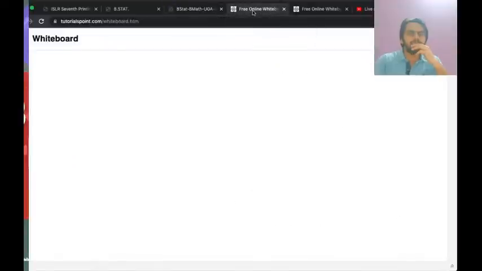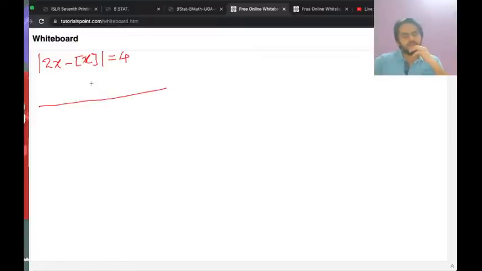Okay, so let's start the solution part for this. Between 0 and 1, what will be the value of this function? If we look at the greatest integer function for x, it will be simply 0, right? And 2x is something which will be there. So between 0 and 1, I'll simply have 2x.